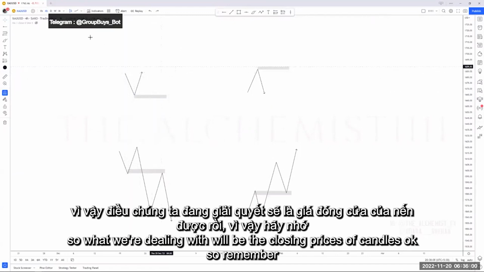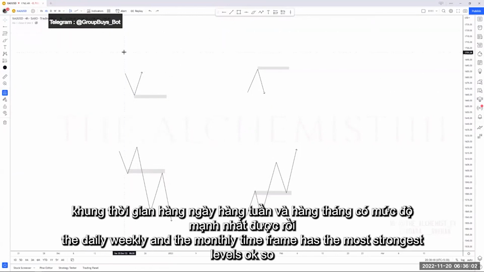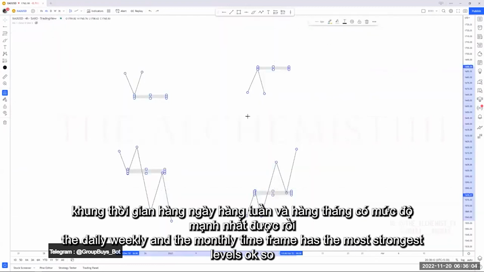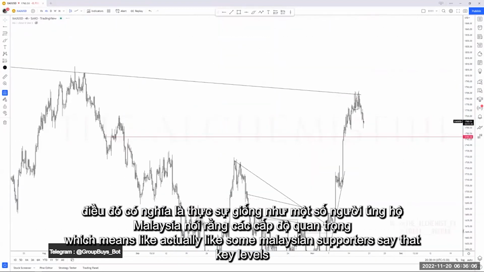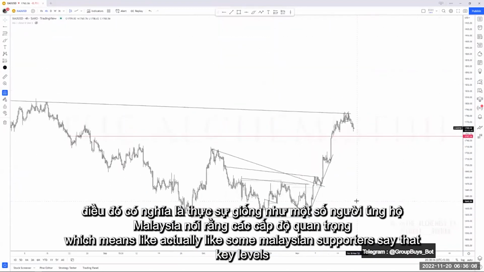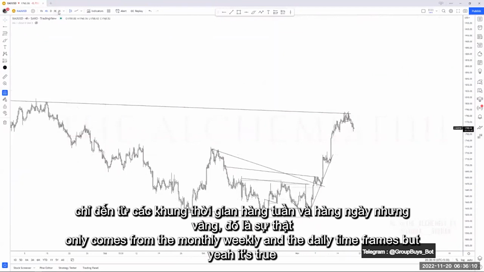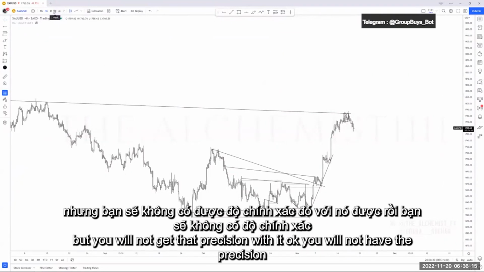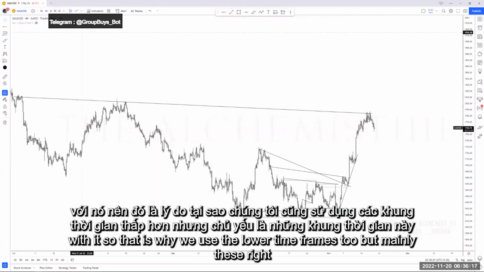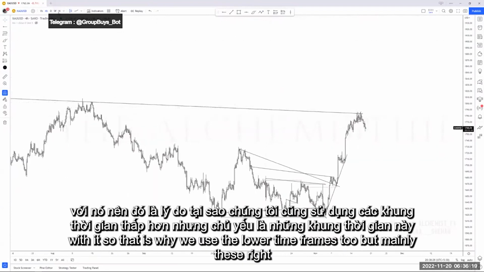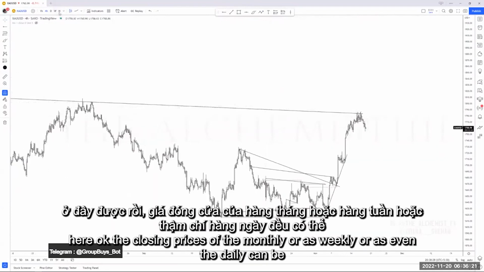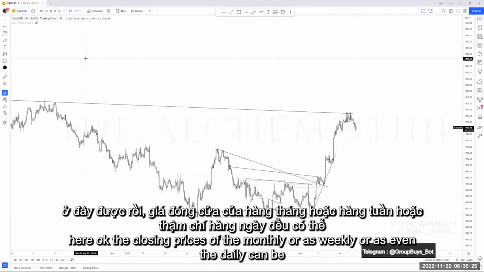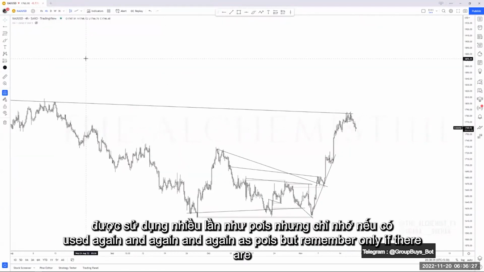Remember, the daily, weekly, and monthly time frames have the strongest levels. Some Malaysian support analysts say that key levels only come from the monthly, weekly, and daily time frames. It's true, but you will not get that precision with it. That is why we use the lower time frames too. But mainly, the closing prices of the monthly, weekly, or even the daily can be used again and again as POIs.